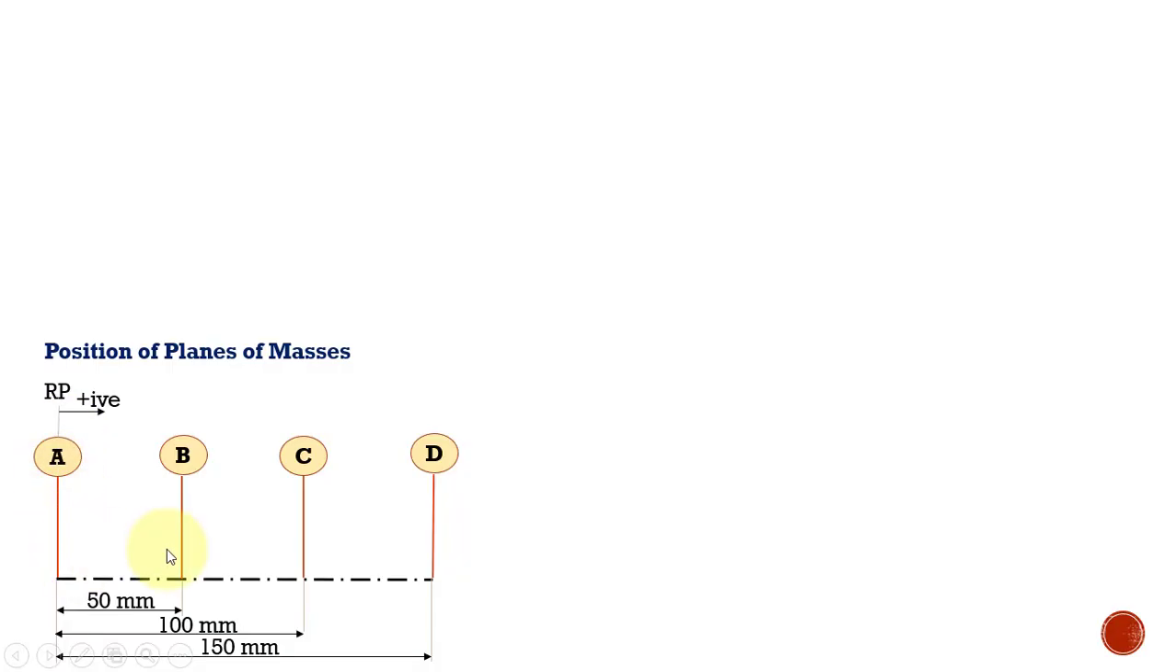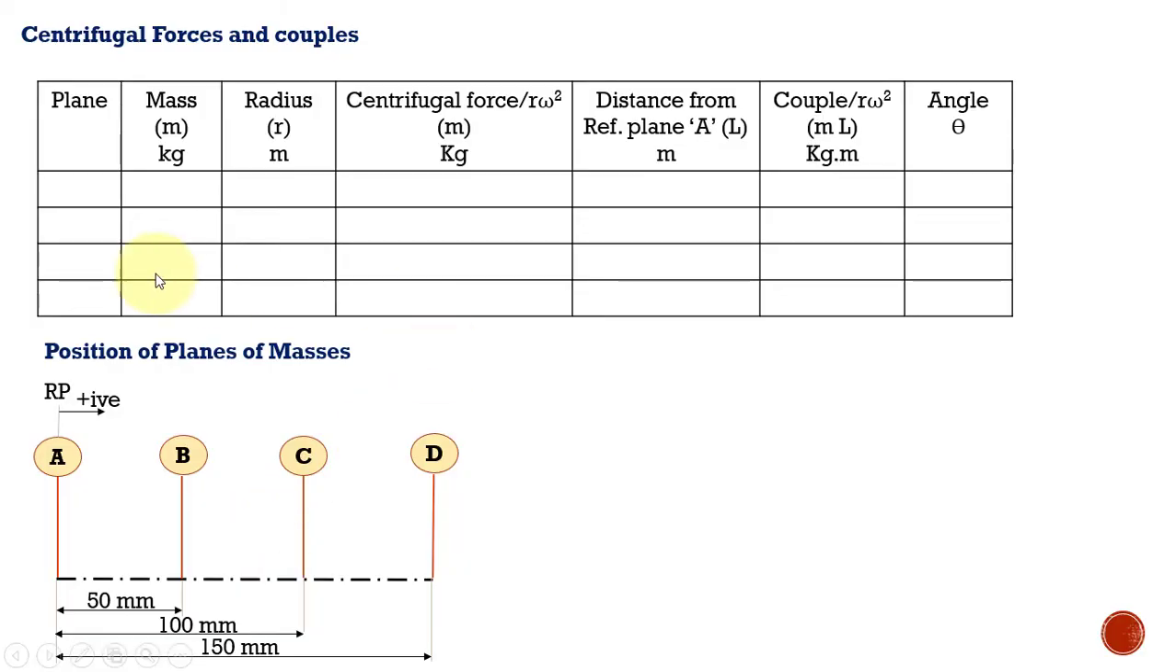This distance is 50 mm, and I'm taking A as reference, so all those planes are positioned with respect to A. B is 50 mm, C is located 100 mm from A and D is located 150 mm from A. And this is the centrifugal force and couple calculation. We have got four different planes and masses are provided, and all those values I converted into kilogram.